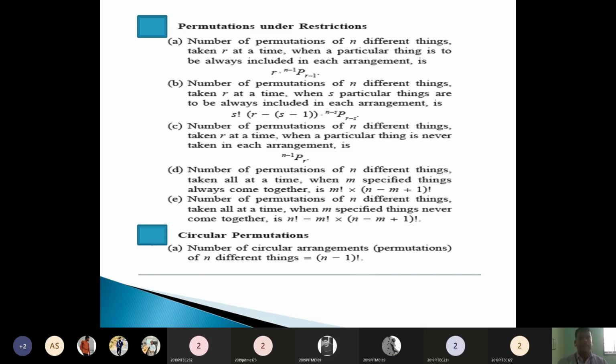So the number of permutations of n different things taken all at a time, when m specific things always come together, that is, m particular objects always come together. For that, the permutation will be m factorial into n minus m plus 1 factorial. So out of n different things, if you select m particular objects, take all the objects together, and in the arrangement, all those objects are together. So that is m factorial into n minus m plus 1 factorial. There is a case.